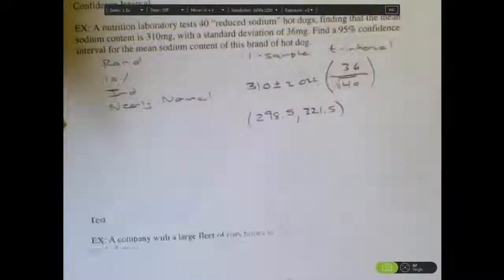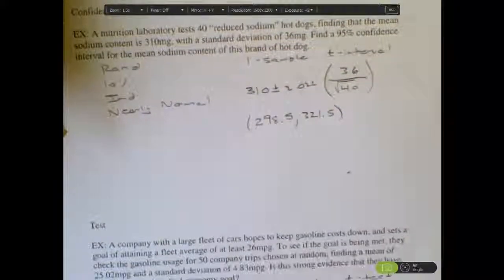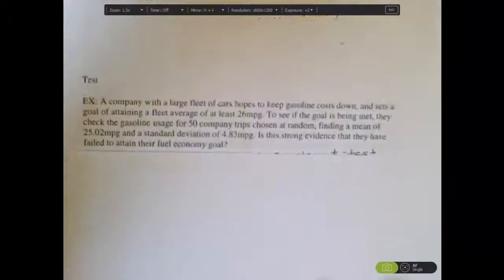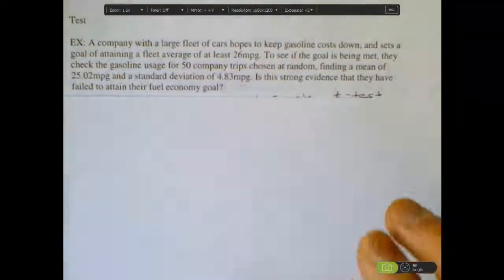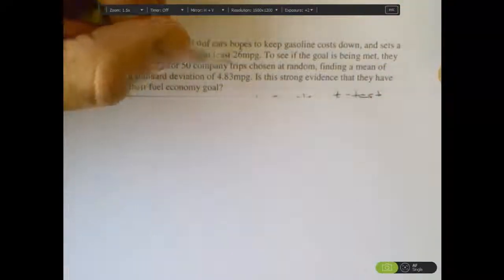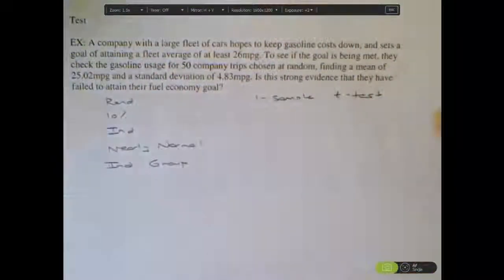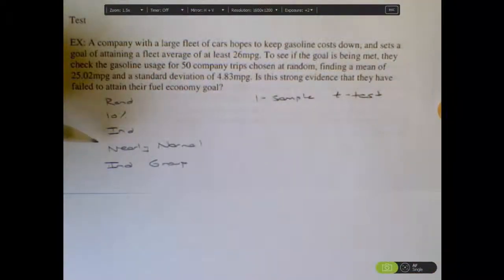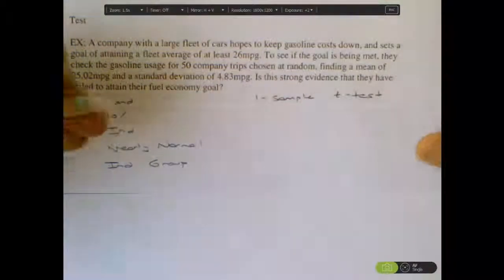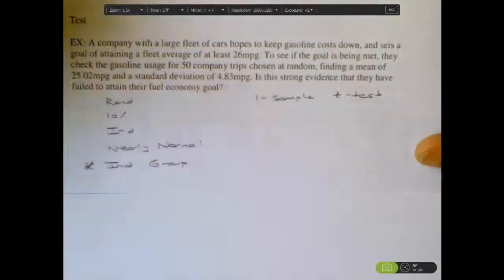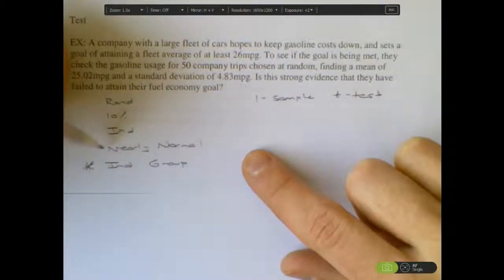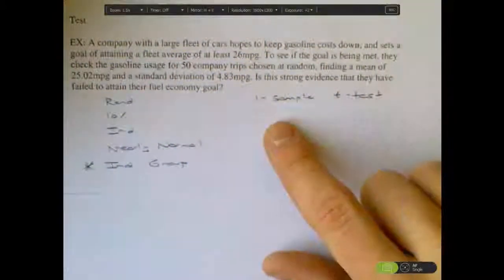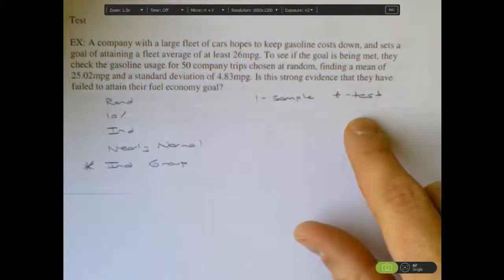Okay, in the next question, I want to go ahead and do a test. How do I know? It's saying, is there strong evidence? Well, how do I know it's quantitative? I'm kind of going through that quickly. I see units here. So my conditions are random, 10%, independence, nearly normal, and independent groups. I don't have the data, so I'm going to have to rely on the sample size for the nearly normal. Independence, 10%, randomization. Your name is going to be one sample t test.